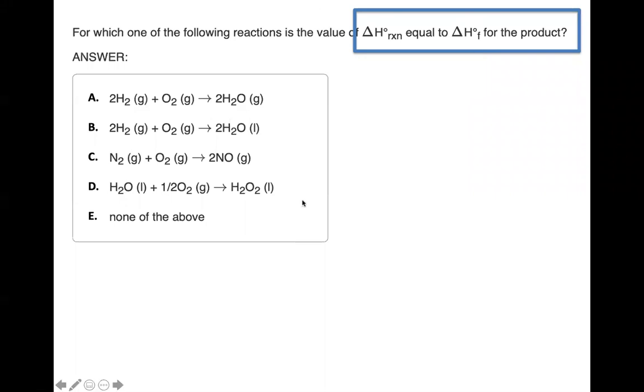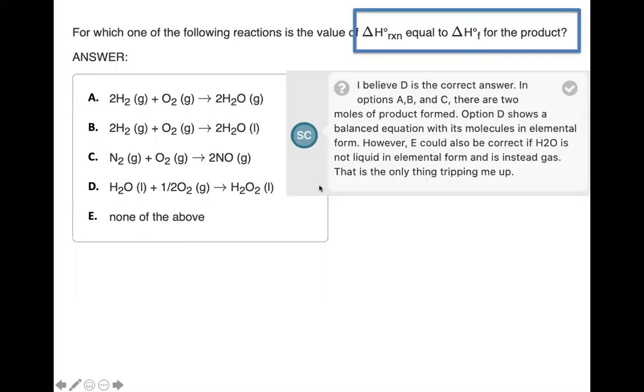So as we're looking at our choices here, I thought this response was interesting. This one said they thought D was going to be correct. They ruled out A, B, and C because when they looked at the products, those were all leading to 2 moles instead of 1. I think that's a good move, ruling out A, B, and C. They point out that option D is balanced.